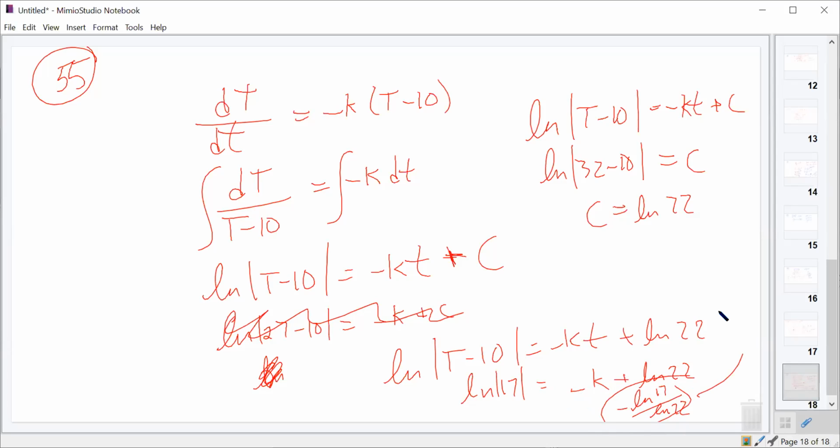And then you'll just plug that back in for k along with your c value. Does that make sense to everybody?